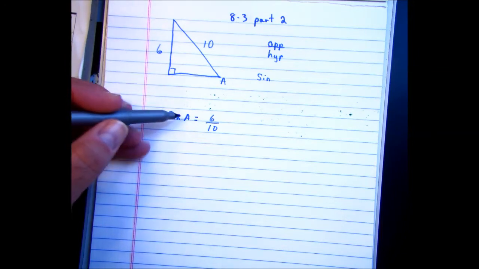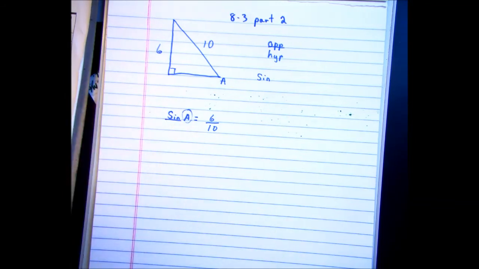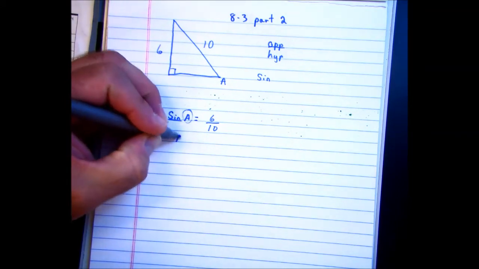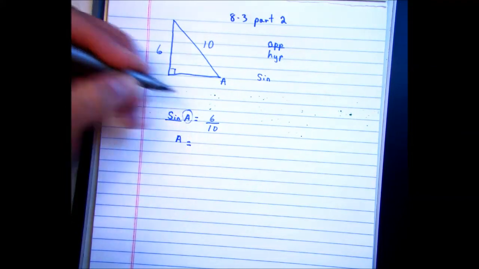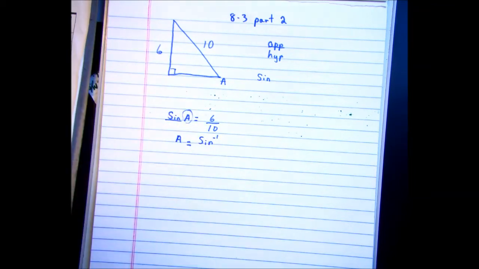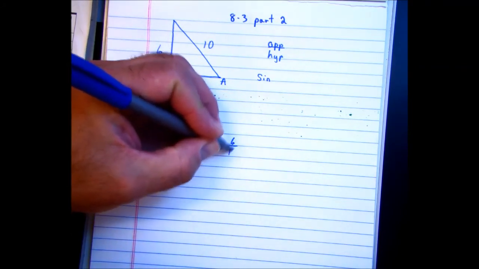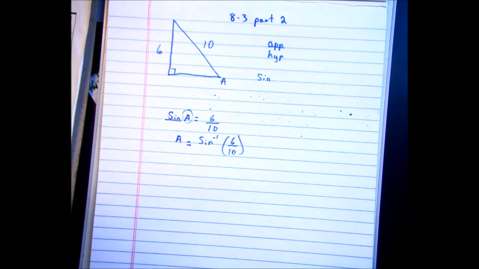In order for you to find A, you'd need to move sine. What happens to things when we move across the equal sign? They become their opposite, and this is never more true than here. It becomes inverse sine. So when you're looking for an angle, you must use inverse sine, and then it's 6 over 10. And it's all calculator work from that point on.